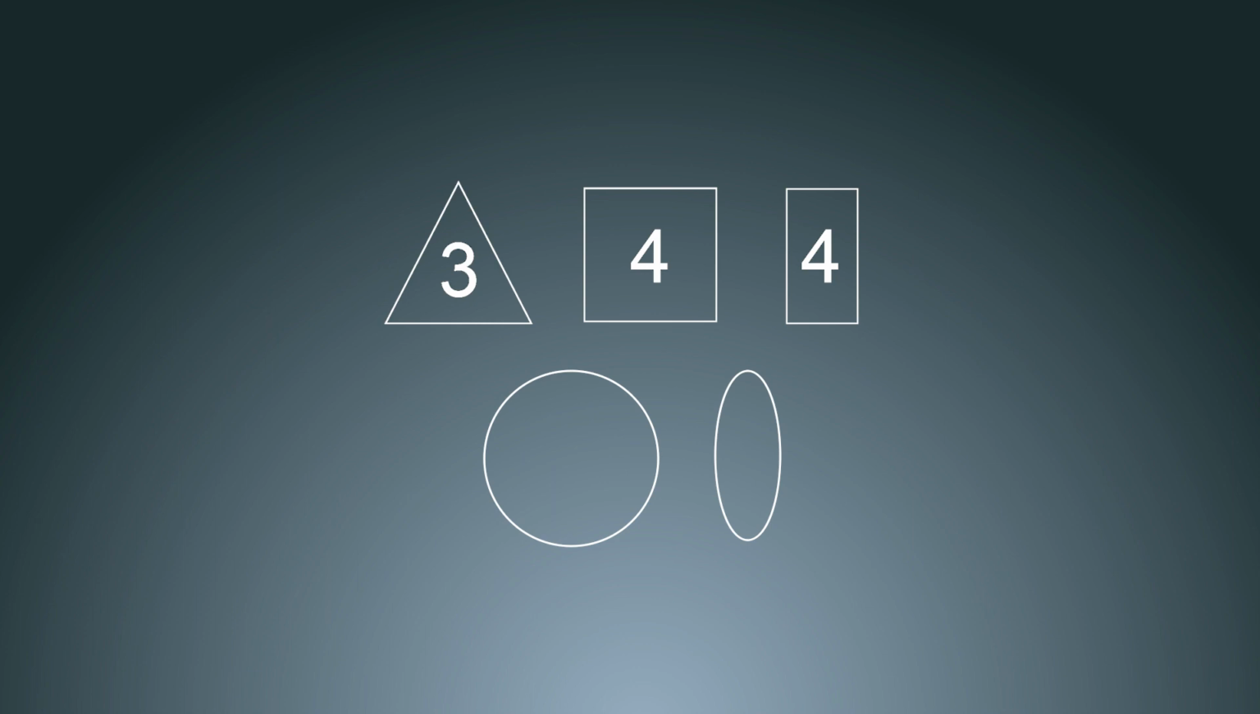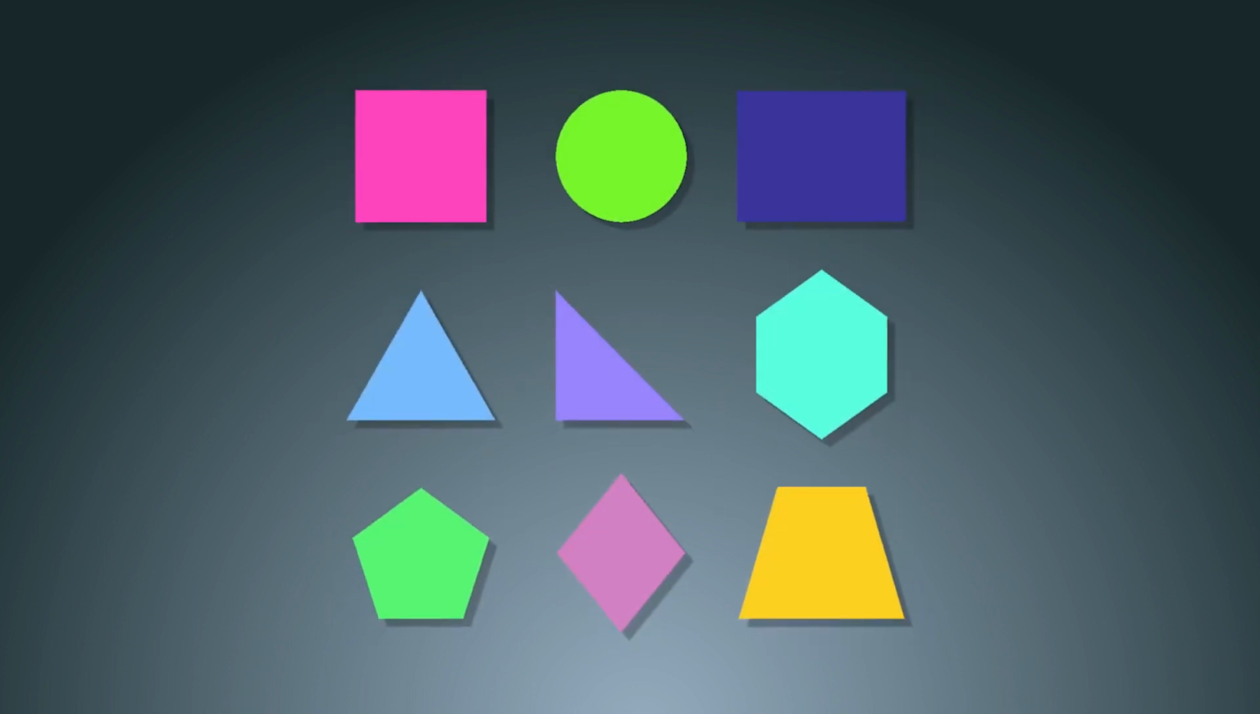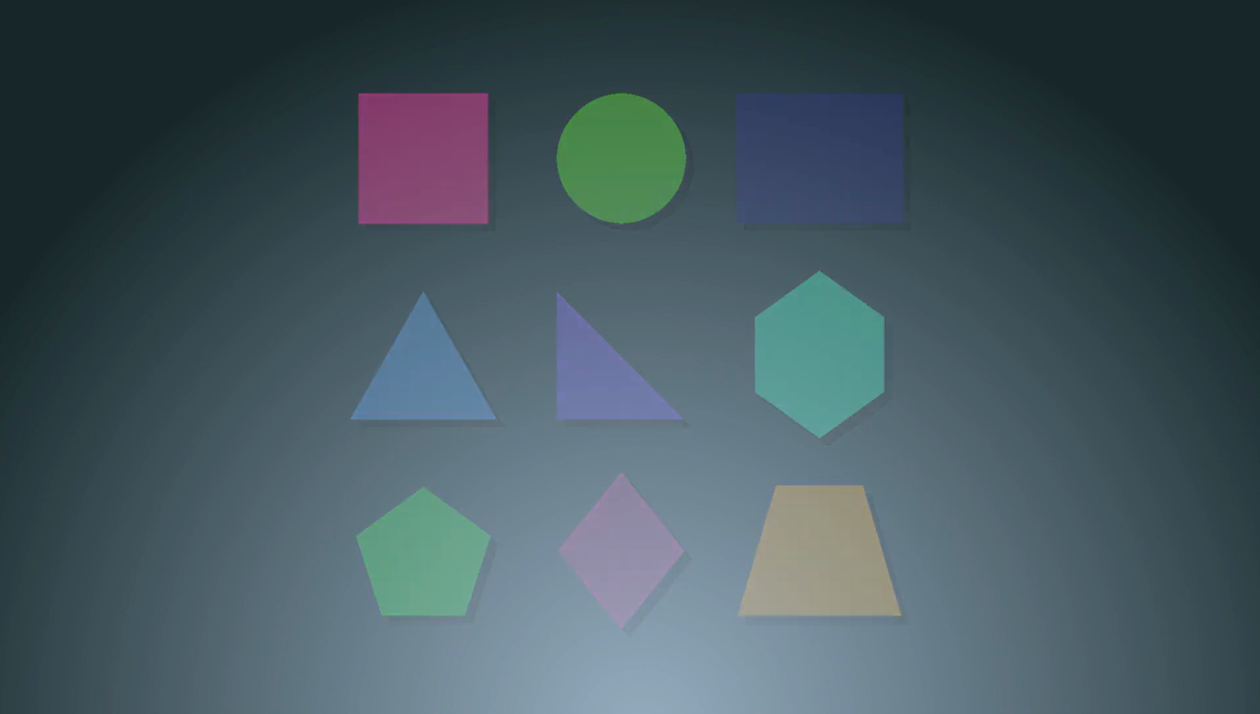A triangle has 3 sides and 3 angles, while you'll notice that a circle or an oval has a rounded shape and no sides or angles. By observing these distinct characteristics, you can easily identify and differentiate between different geometric shapes.